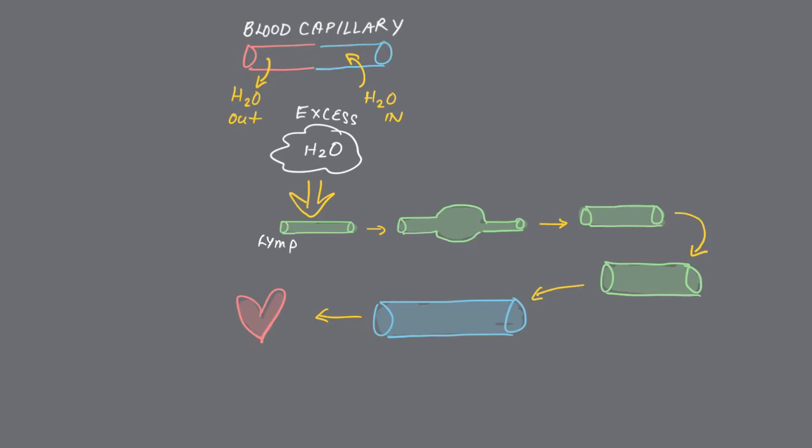Once it enters the lymphatic capillary, this fluid is now referred to as lymph. The lymph then travels into lymphatic vessels. There is a lymphatic vessel carrying the lymph into the lymph node and a lymphatic vessel carrying the lymph out of the lymph node. So the area that is expanded in the center is the lymph node.